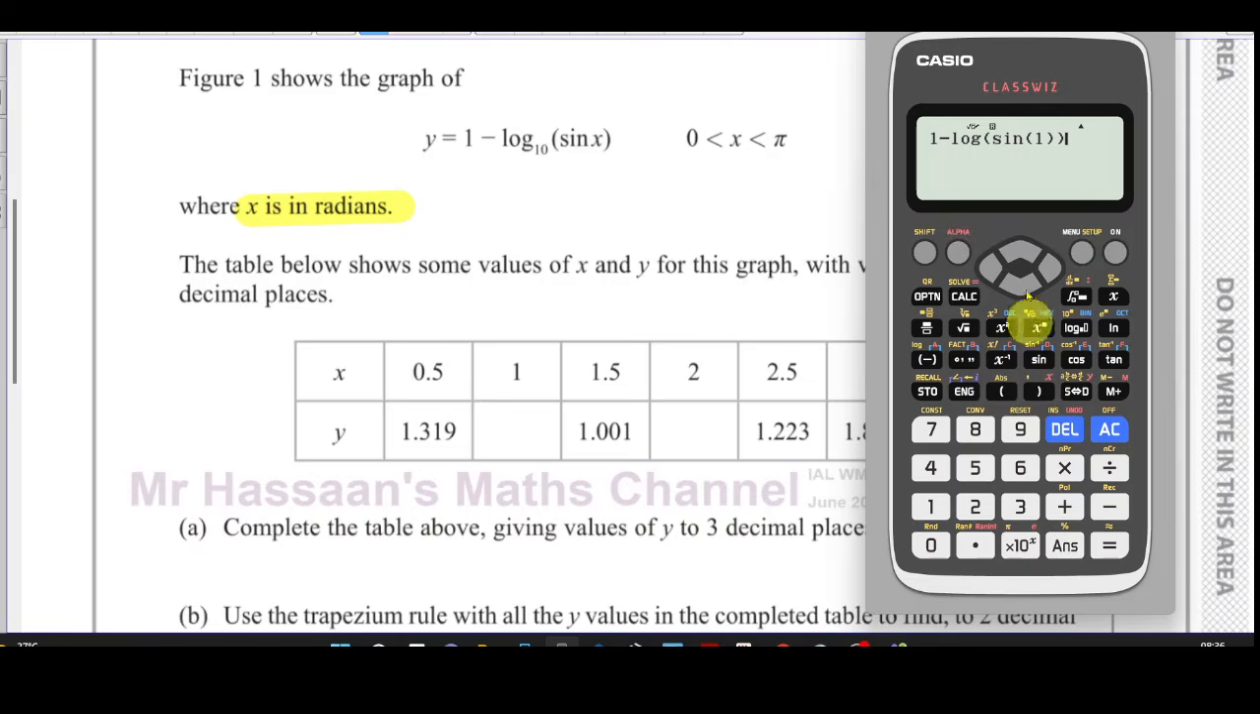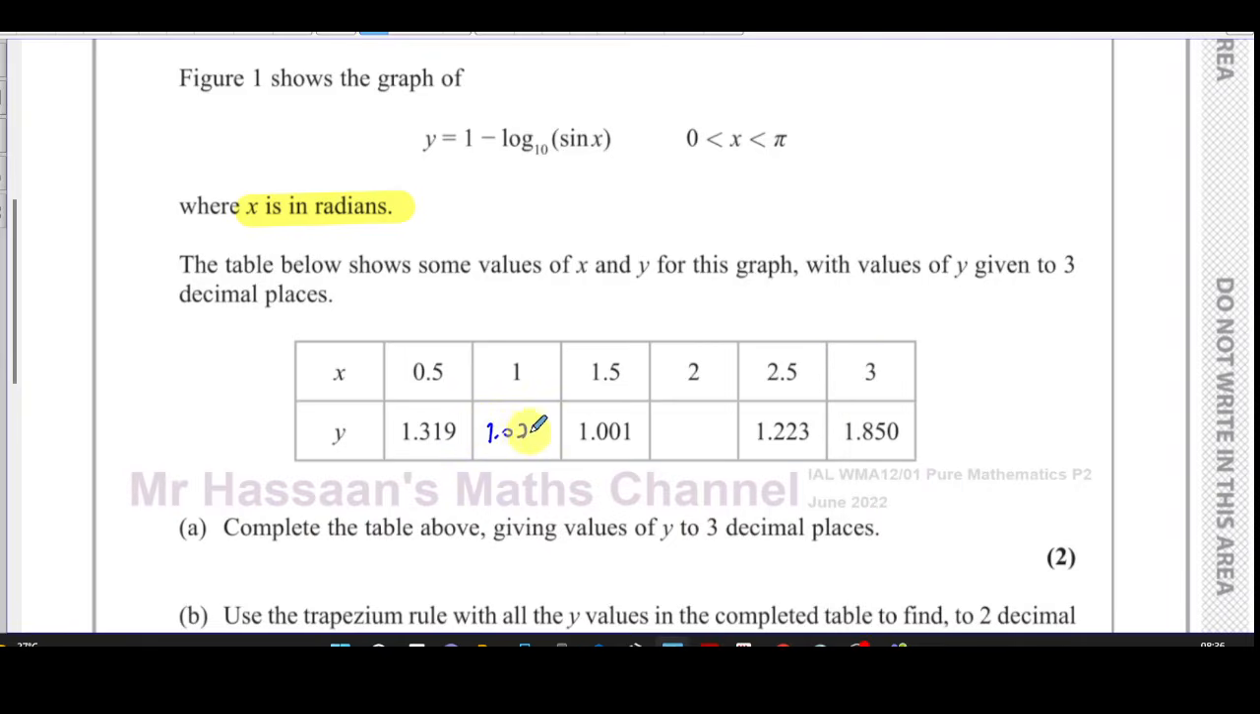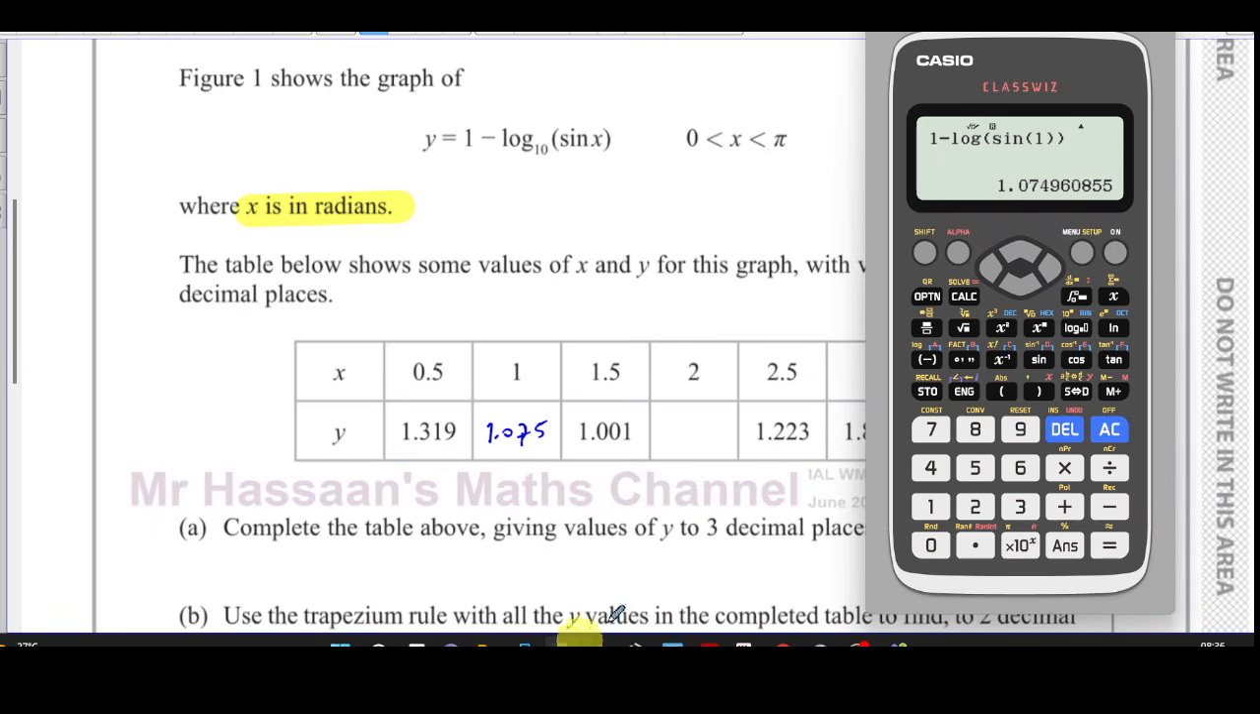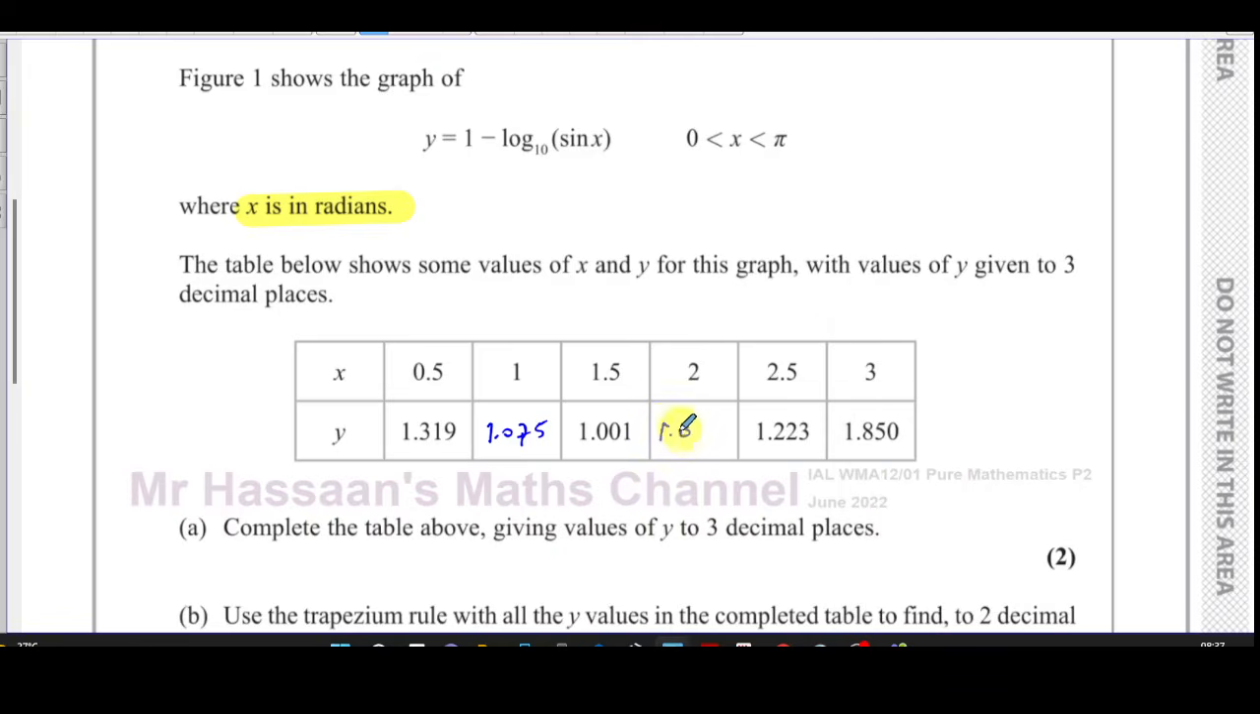Close a bracket for that, and close another bracket for this, and that will give you your value, which is 1.0749. We want that to 3 decimal places, so 1.075. And then we do the same thing with the number 2. I can just go back and change this to a 2, and we end up with 1.041 to 3 decimal places. So there we have part A.